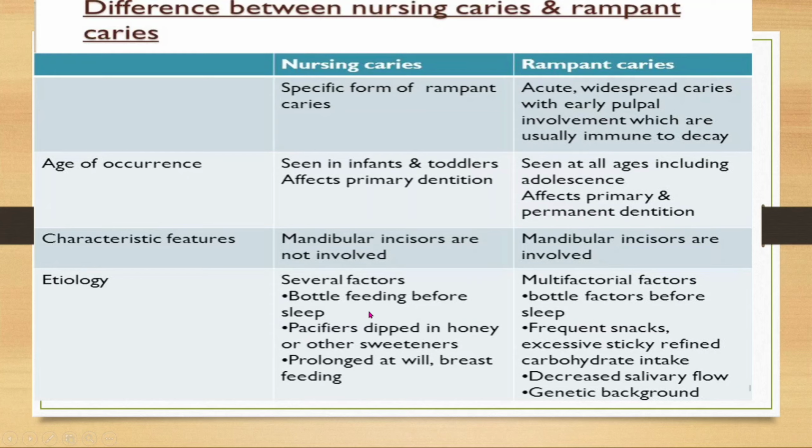Etiology of nursing caries: basically it is bottle feeding before sleeping, applying pacifiers, or prolonged breastfeeding. Whereas in rampant caries, the etiology could be multifactorial: bottle feeding, frequent snacking, excessive sticky carbohydrate intake, decreased salivary flow, or genetic background.